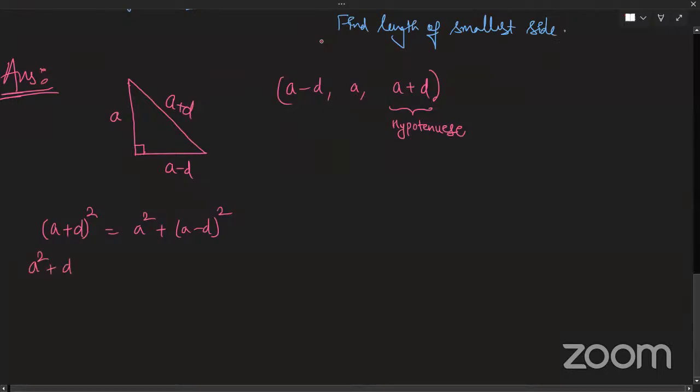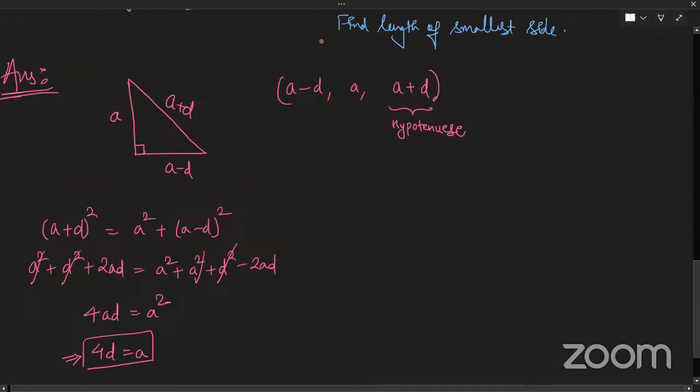So it is a square plus d square plus 2ad is equal to a square plus d square minus 2ad, right? So d square cancels d square, and a square cancels a square. So basically 4ad is equal to a square, right? So one more a gets cancelled. So basically 4d is equal to a. Can I say this? a is equal to 4d.